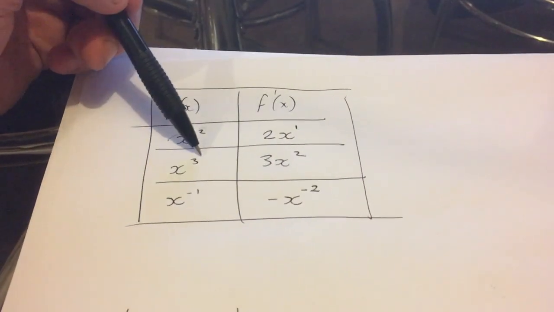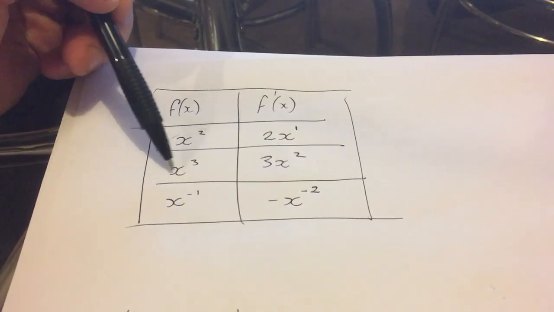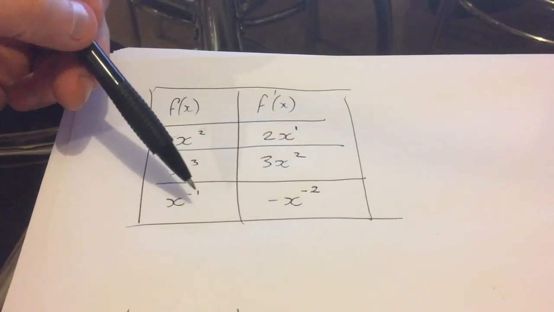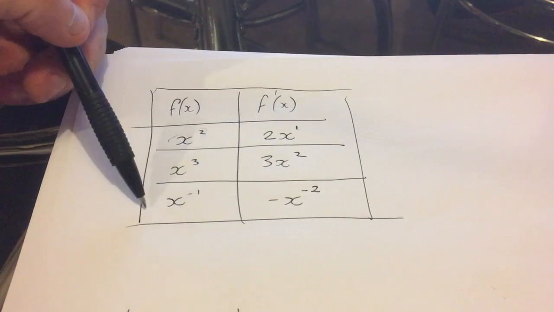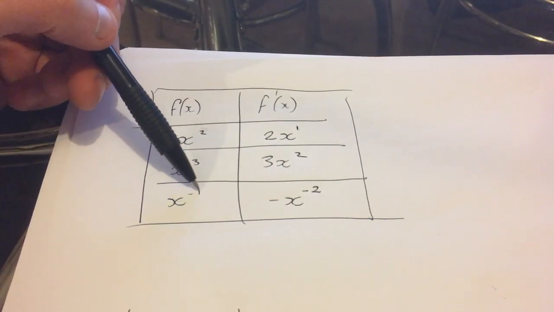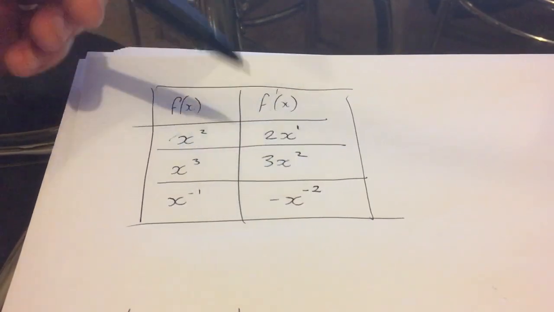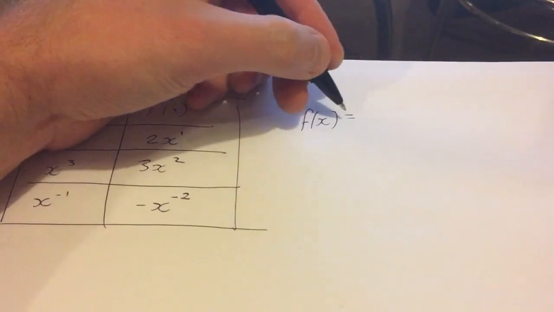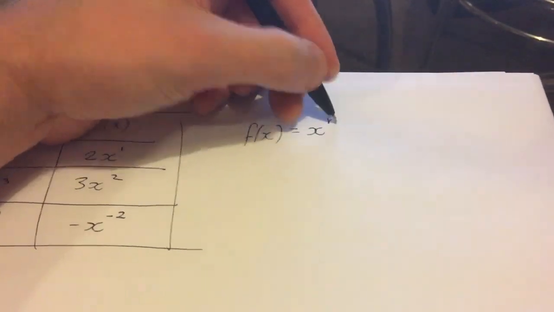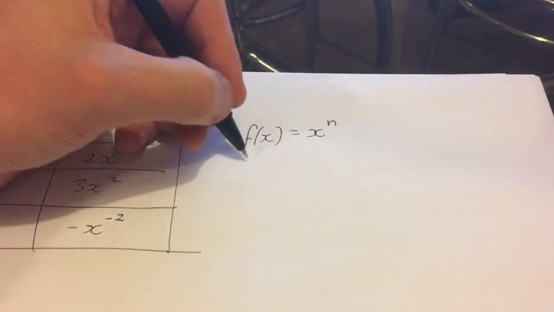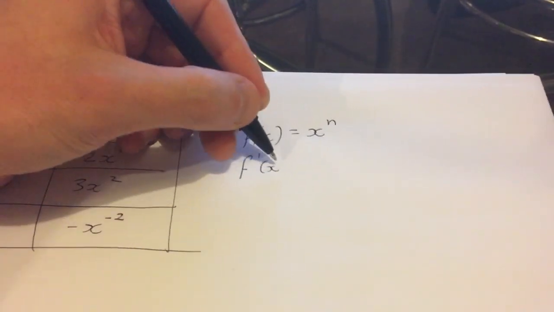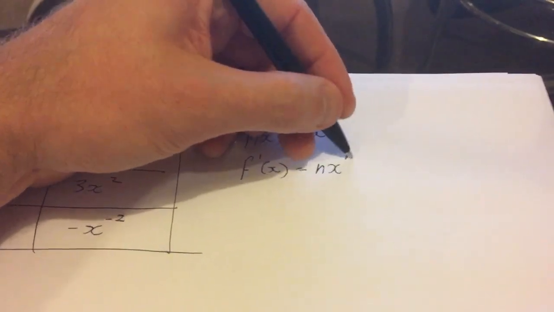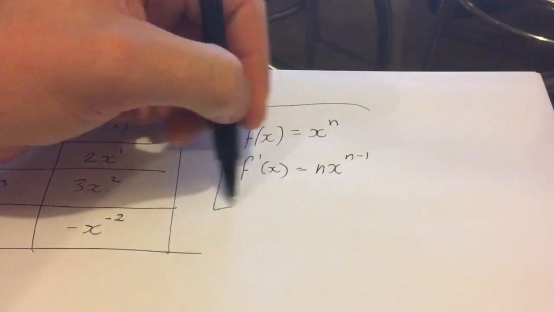Next one, if we times by the power, we get 3x, and then take 1 from the power, we get 3x squared. Even for this one, if we times by the power, we get minus 1x, take 1 from the power to the power minus 2, which is what we got here. So the rule is, if f of x equals x to the power n, where n is any number, the gradient function is going to be nx to the power n minus 1.